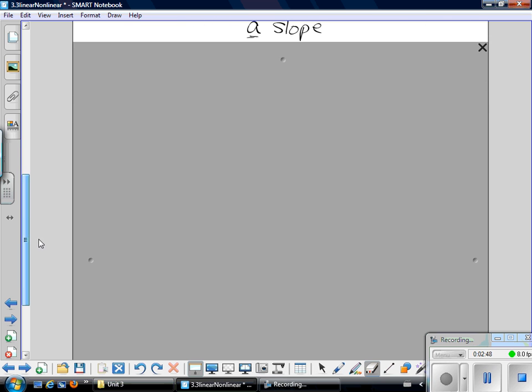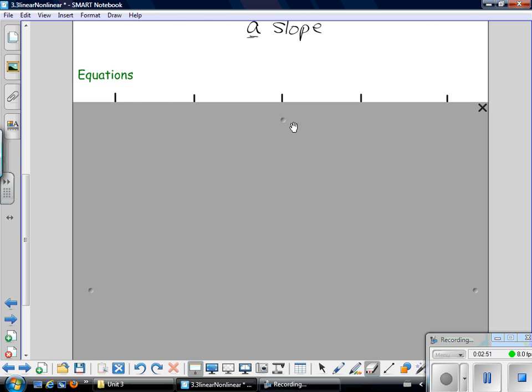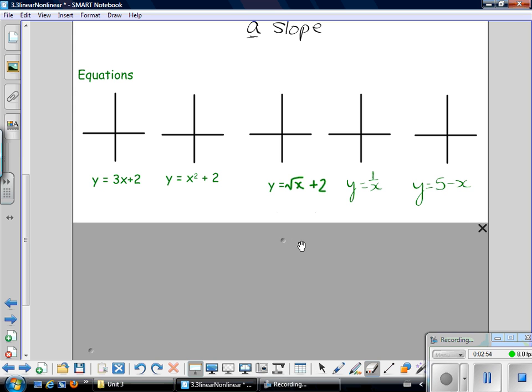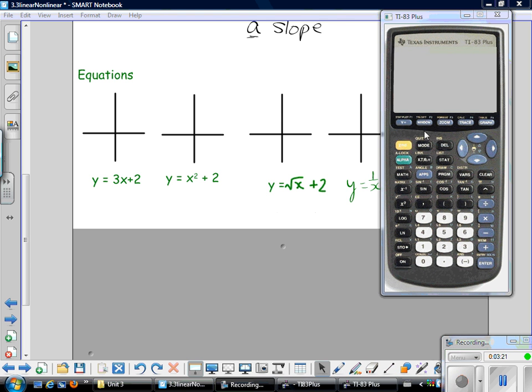The next way that we can tell is through equations. Right now I have five equations, and we're going to talk about these equations and their graphs. I'm going to put the graphs up so we can compare which ones are linear, since we know graphically how to tell, and see if we can come up with some kind of pattern in the equations. I brought up the graphing calculator just so that we can very quickly see what they look like. I could easily draw them, but this is just so that you have an understanding.